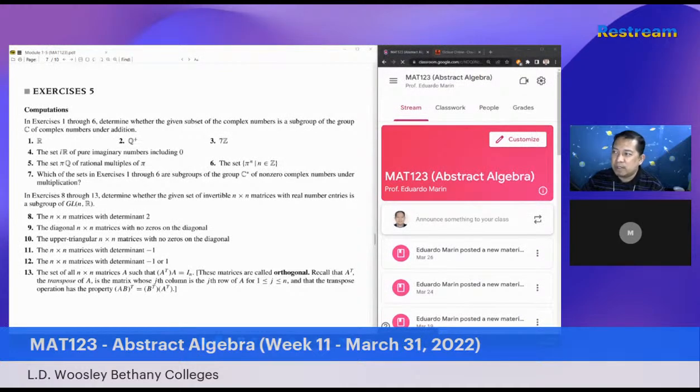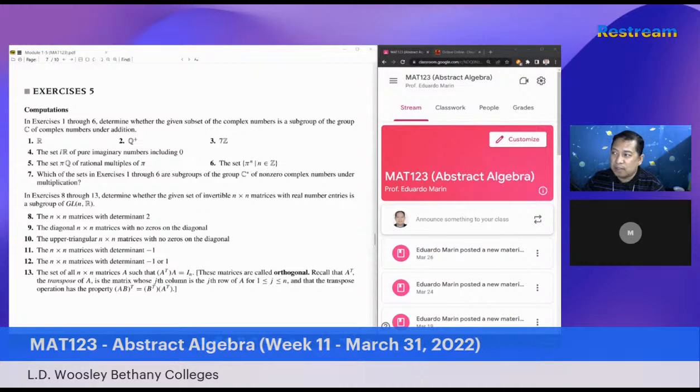Exercise 1 to 6, determine whether the given subset of the complex numbers is a subgroup of the group C, complex numbers under the operation of addition. So it's just a yes or a no, Micaela. So that's the idea for numbers 1 to 6. Okay, are you ready, Micaela? Or can you see the screen, the text? Okay, so we're looking here into subgroups of the complex numbers C.